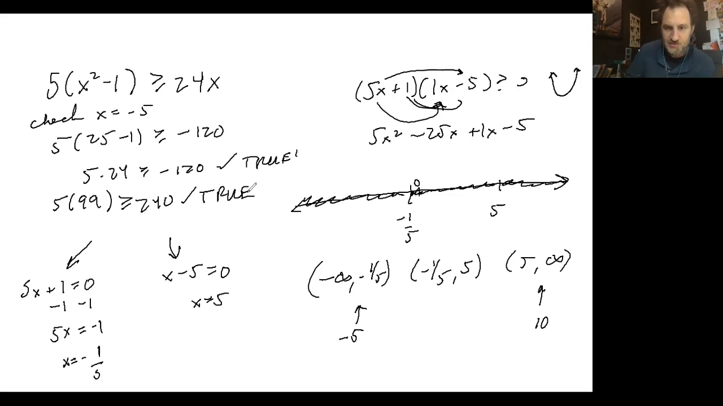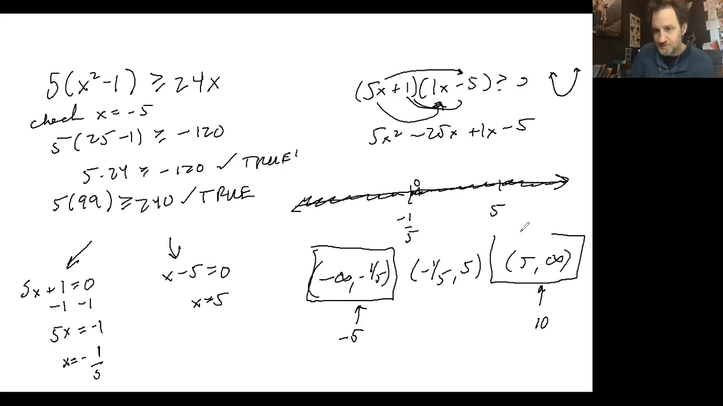Now, just to be clear about the answer, since this was greater than or equal to 0, if these are my two intervals, I need to remember that the -1/5 and the 5 are solutions here. So how do I fix that? I make it inclusive. And 5 to infinity. Okay.